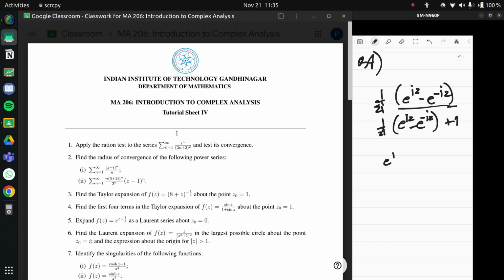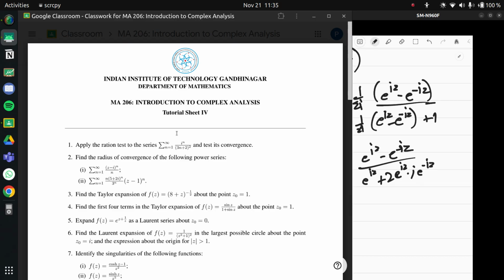So this is e power iz minus e power negative iz. The denominator is slightly different than what you would usually expect. So what's happening is that the 2i cancels. It's e power iz. So here you're gonna have plus 2i, right? So I'm gonna write it as plus 2 e power iz times iota e power negative iz. Or let's just say z by 2, and then you'll have plus iota squared e power negative iz by 2 times 2, something like that. You get what I'm trying to do.